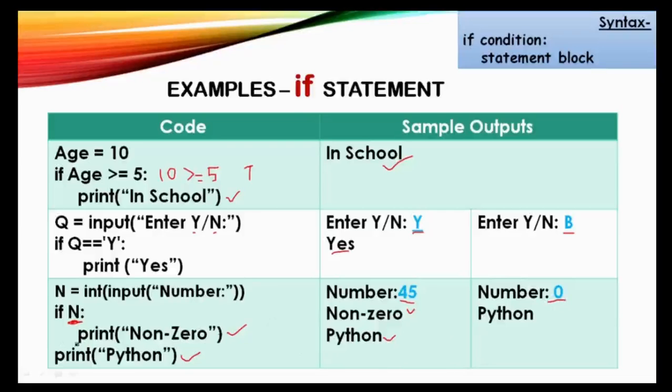In the next run, the user entered a value 0, so this statement will not execute. This print statement, this truth part, will not be executing. This last statement, print Python, will be executing. The output will be Python.